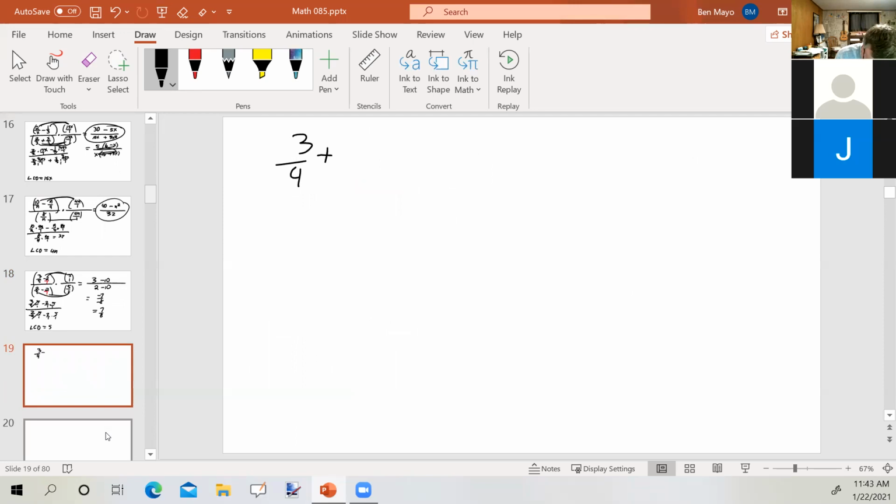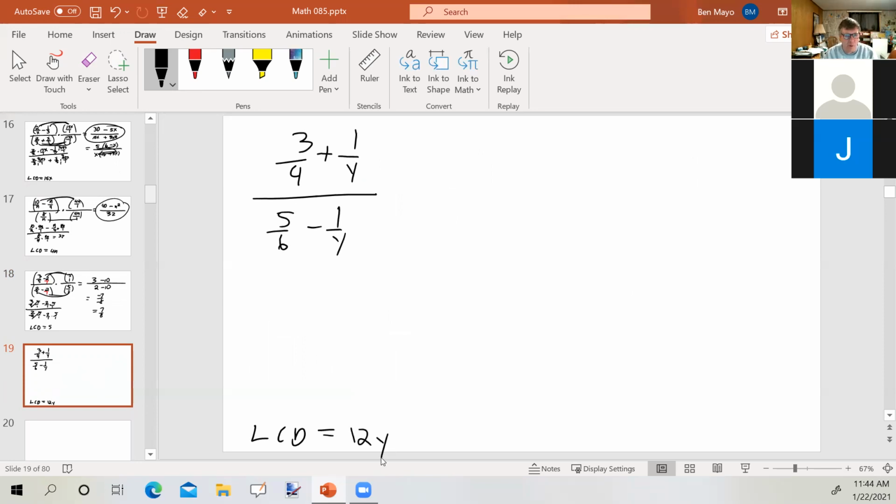3/4 plus 1 over y divided by 5/6 minus 1 over y. So our denominators are 4, y, 6, and y. So the LCD would be 12y. Is everybody okay with where I got 12y? If you're not, speak now and I'll go through it. All right. So we're going to multiply by 12y over 1, 12y over 1.